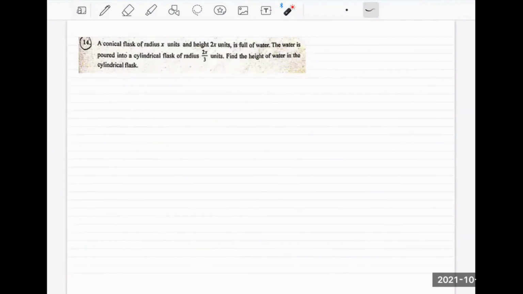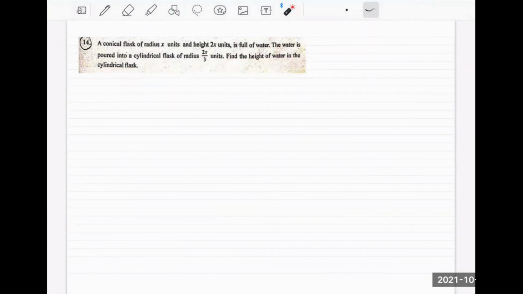Okay, so we have got a conical flask. Now, this time, no numbers are given. It is given in terms of variables. So, a conical flask of radius x units, height 2x units, is full of water. The water is poured into a cylindrical flask of radius 2x by 3 units. Find the height of the water in the cylindrical flask.